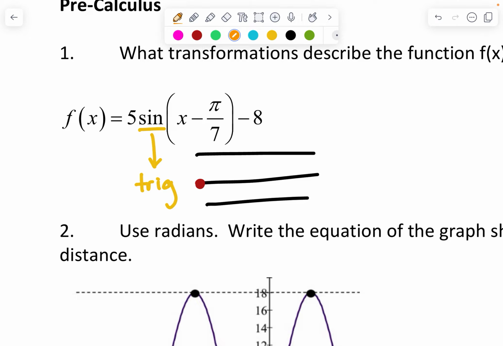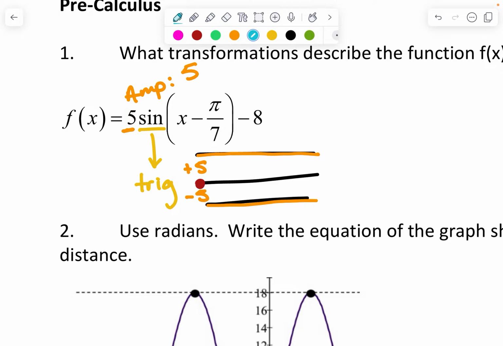And then the number directly in front of that is A, which is our amplitude. That means the distance from the center to the top line or the peak is going to be +5, whatever that center line is, and then down to the bottom line will be 5 less.